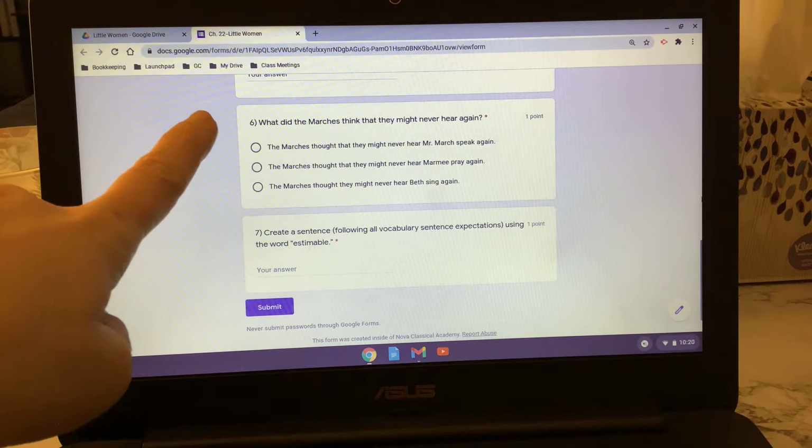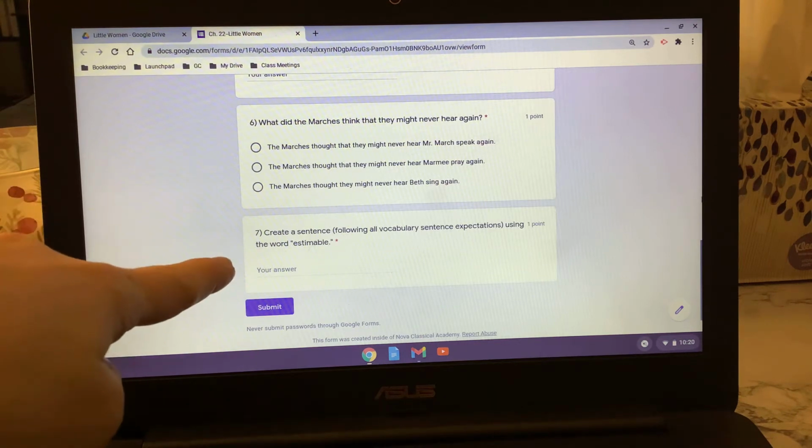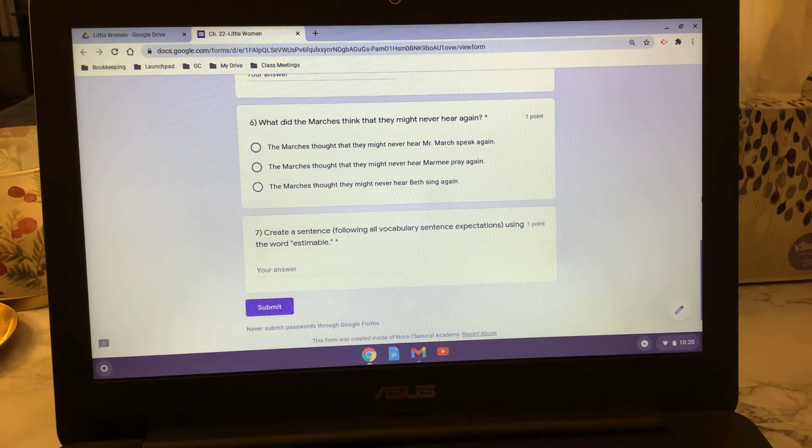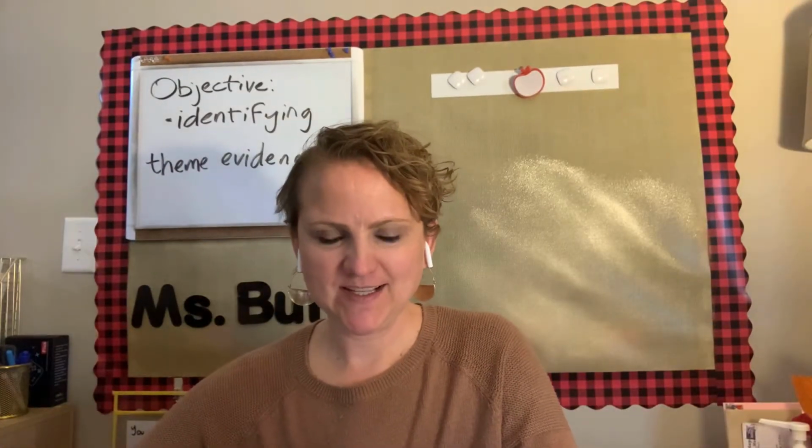Six, what did the Marches think that they might never hear again? And then seven, we're creating a sentence following all vocabulary sentence expectations using this word, estimable. Remember, with our vocabulary sentences, those sentences need to be at least 6 words long, and they need to capture the definition of the word by using it appropriately in context, okay? So with that in mind, we're going to get right into today's reading.